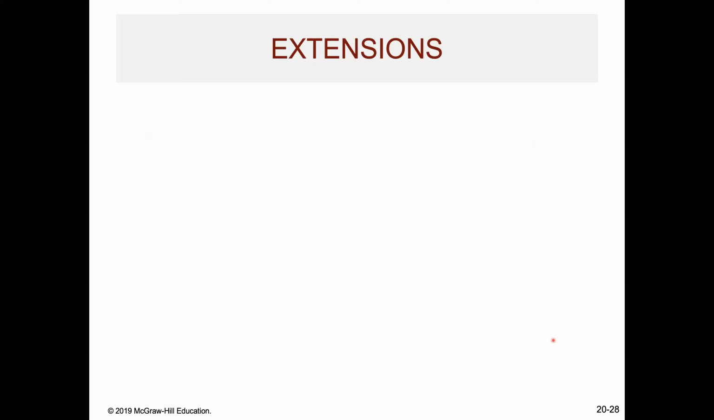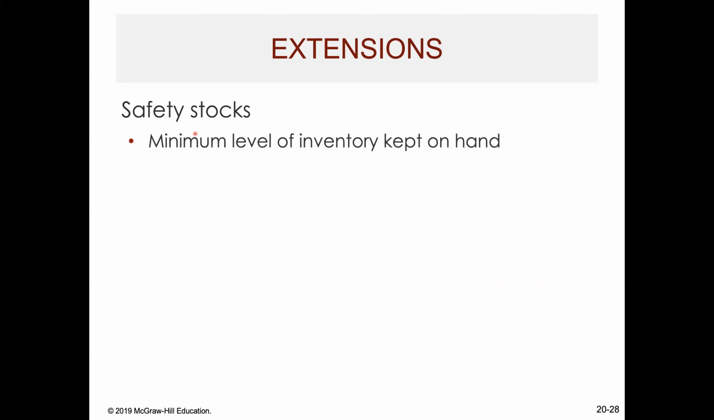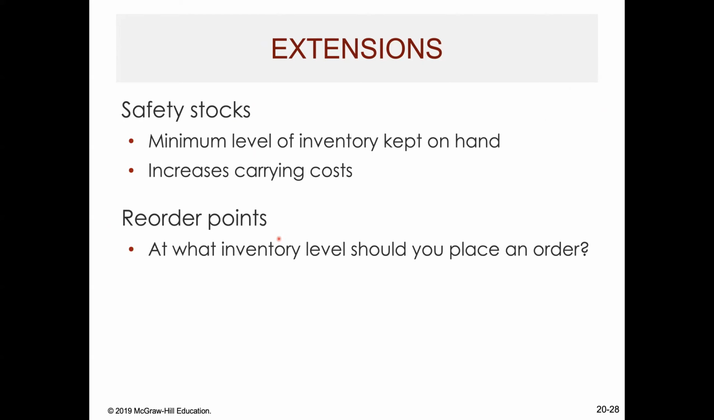associated with it. There are a few extensions to this. We might want safety stocks, a minimum level of inventory kept on hand. This increases the carrying cost if we just want the peace of mind of having that stock on hand. We also have reorder points. It takes time for things, once we order them, to be delivered to us typically. So at what inventory level should we place our next order? How low do we let it get before we place the next order? We have to account for delivery time.